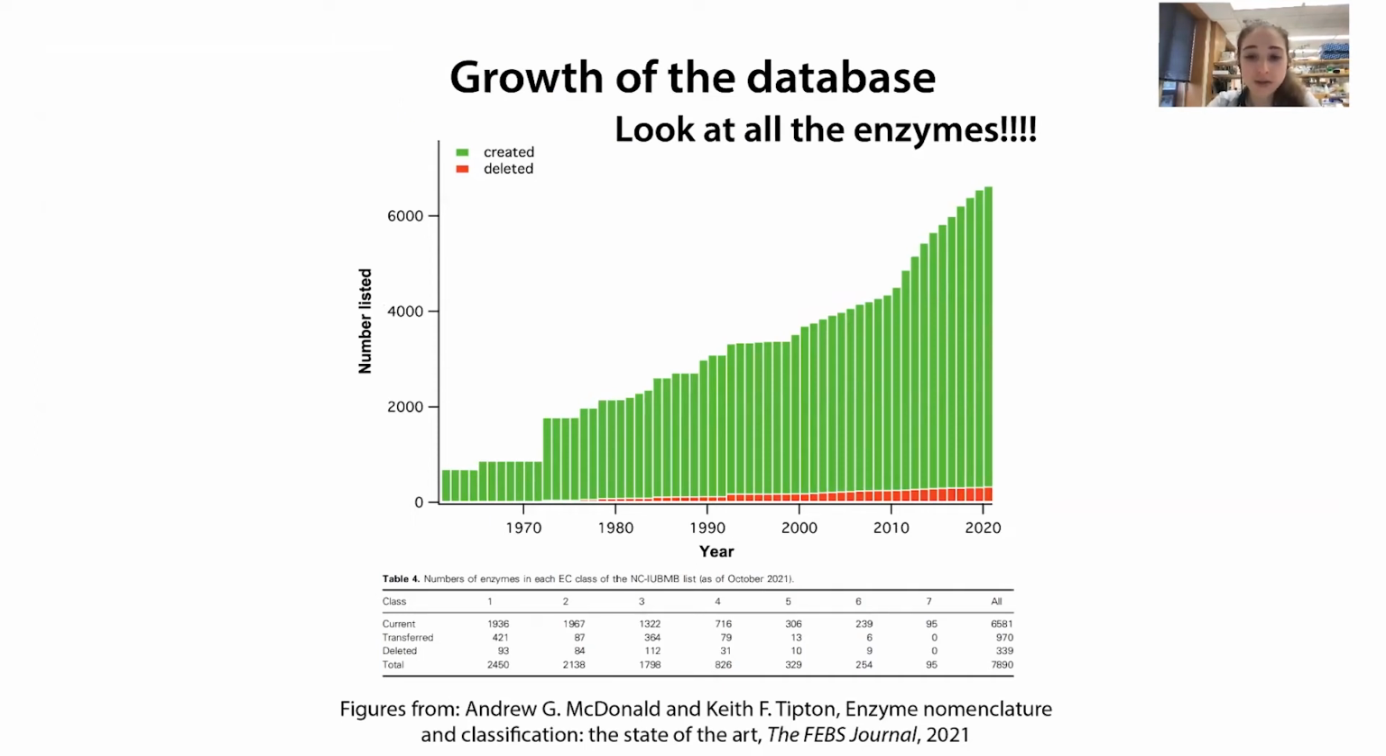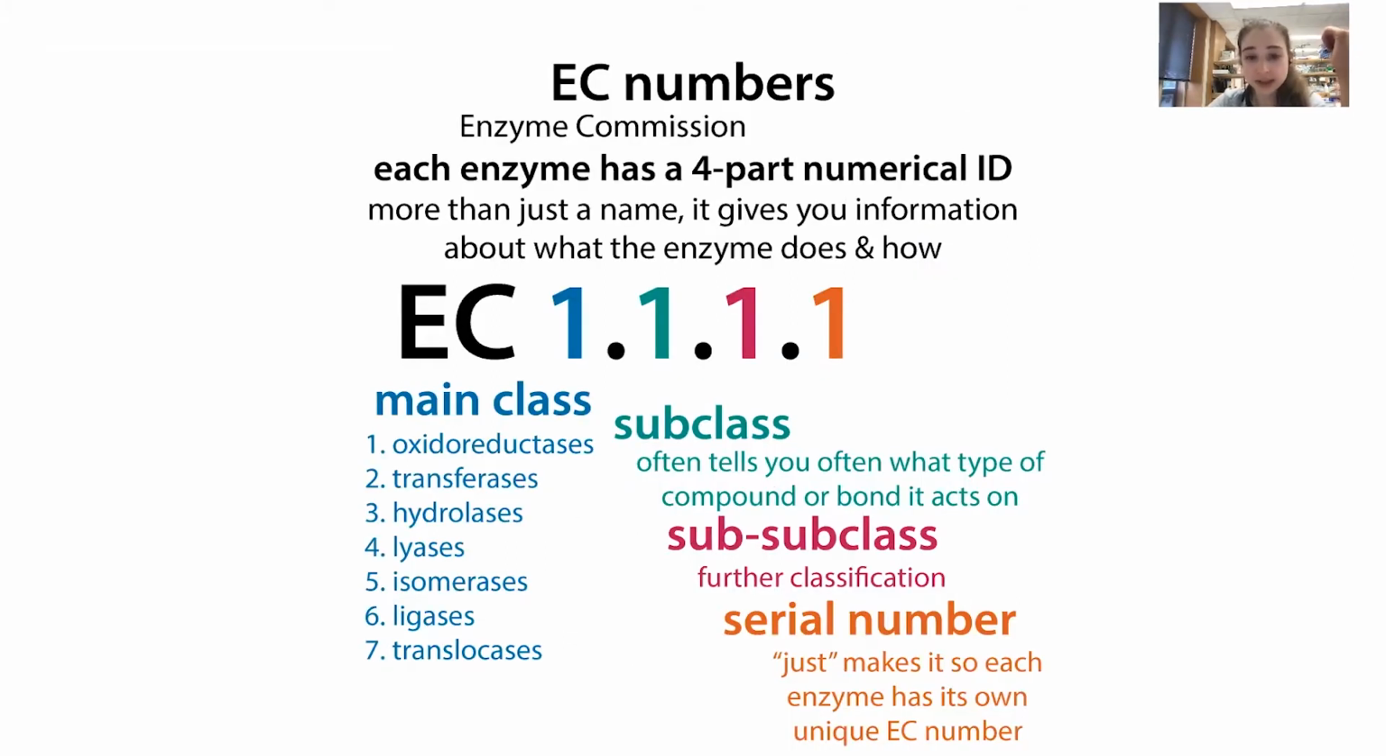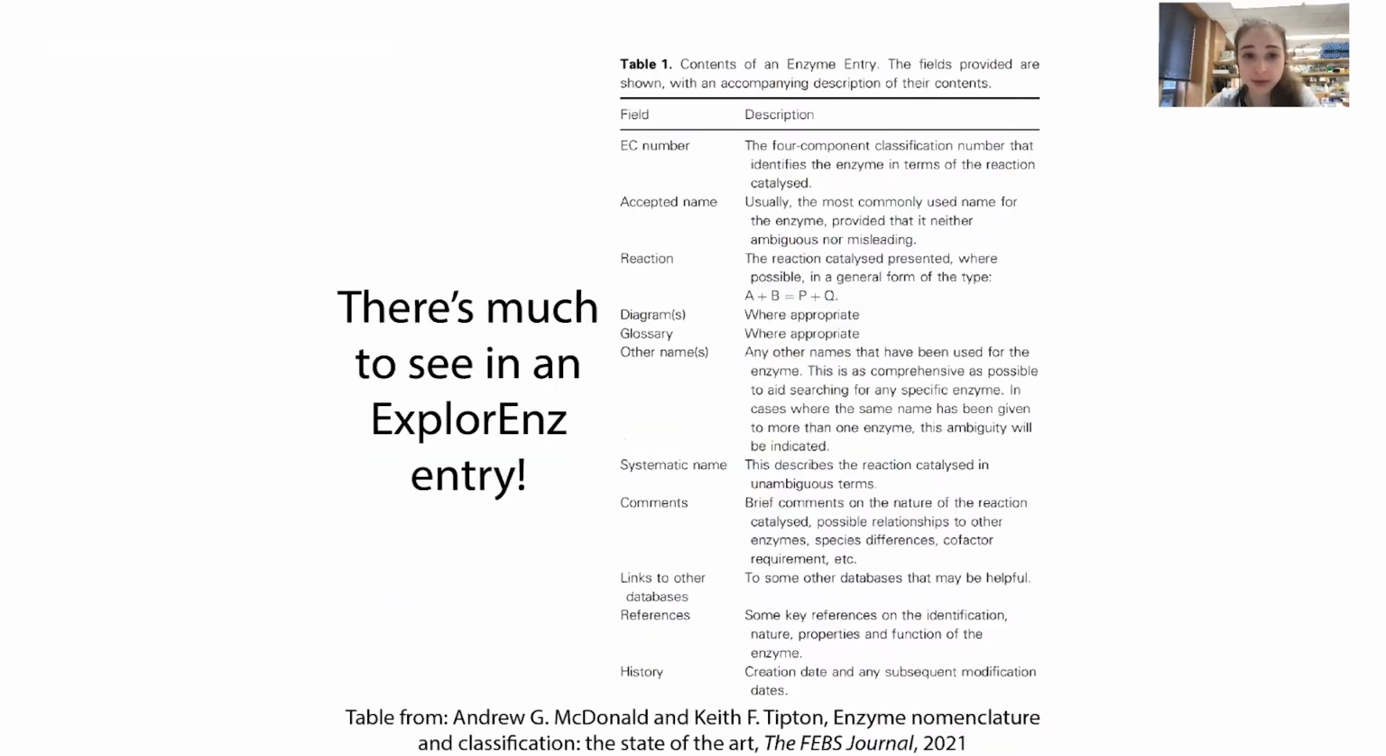They make sure that all of the information, that these enzymes are truly unique, and the reactions that they're catalyzing are real, and there's strong evidence for them. So with these EC numbers, this is going to be your ticket into finding out more information, and we'll see that there's a lot more information that we can find out in these ExplorEnz entries.